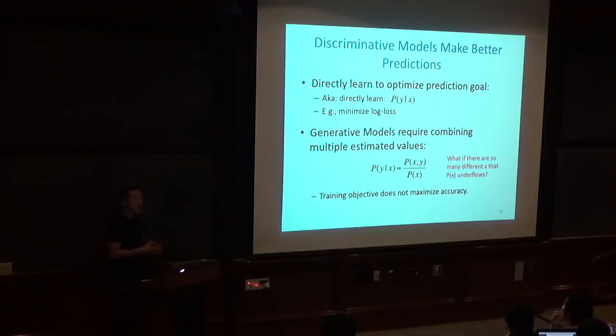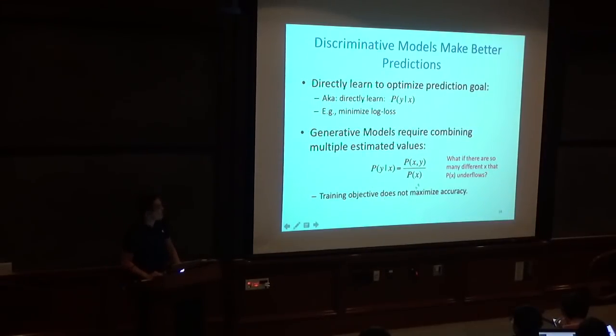So discriminative models tend to make better predictions. The learning objective is literally to maximize p of y given x, or minimize the log loss of p of y given x. Whereas generative models require combining multiple estimated values. If you want to predict p of y given x, it's the ratio of p of x comma y divided by p of x. And if you've ever taken a numerical analysis or numerical optimization course, you'll know that if I misestimate the denominator, p of x, it can lead to hugely miscalibrated answers.